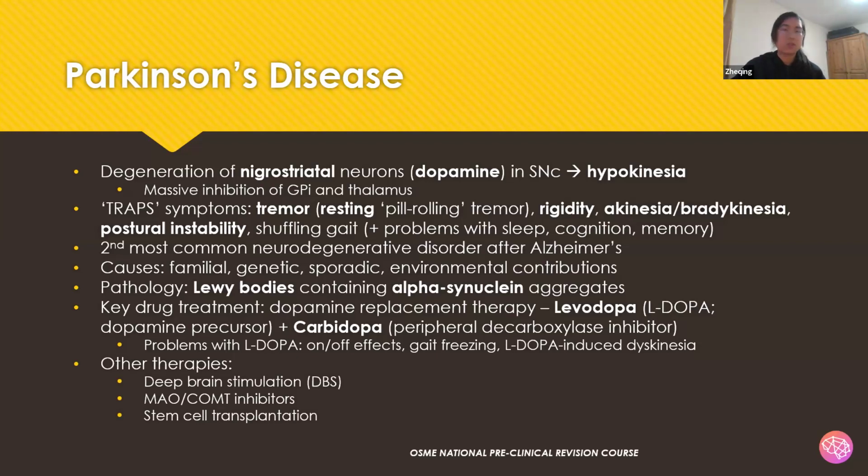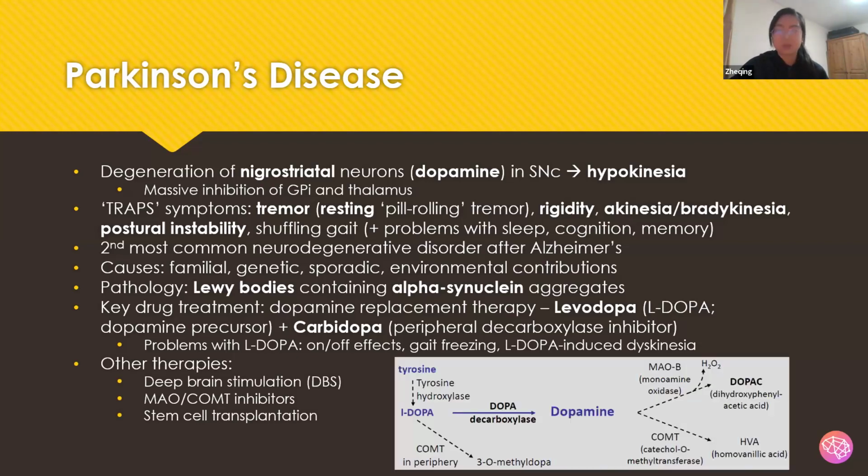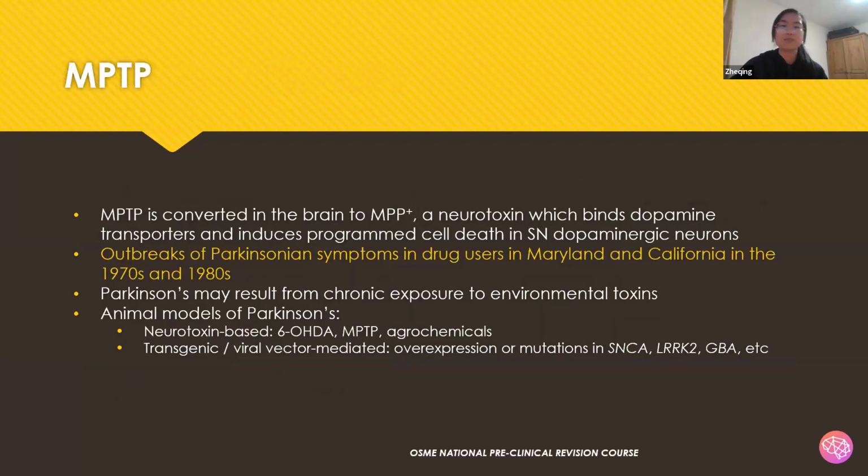Other therapies would be deep brain stimulation of the STN, as well as some MAO or COMT inhibitors and stem cell transplantation. But you don't have to know these in detail. This is just a pathway showing that L-DOPA is converted to dopamine by DOPA decarboxylase. That's why you need a decarboxylase inhibitor, because it prevents breakdown of L-DOPA in the periphery so that it can cross the blood-brain barrier and get into the brain before it's converted to dopamine. You don't want it to be converted to dopamine before it gets to the brain.